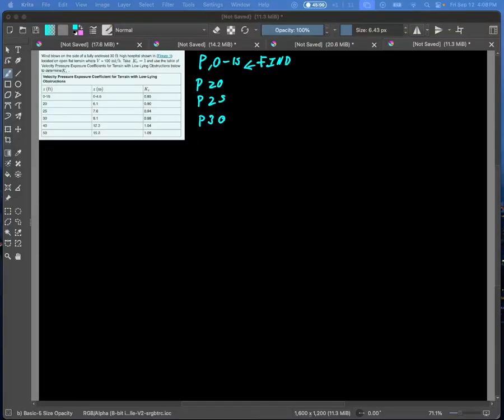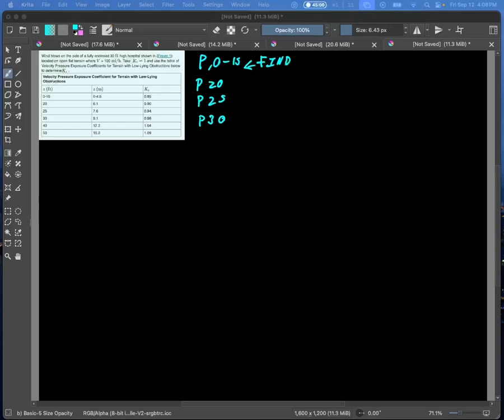So here, hopefully you can read this. It says, wind blows on the side of a fully enclosed 30-foot high hospital, shown in figure 1. I'm not showing figure 1, I don't have a picture of it, but essentially it's just a picture of a 30-foot high single-story building located on open, flat terrain where V is 100 miles an hour. Take KE to equal 1.